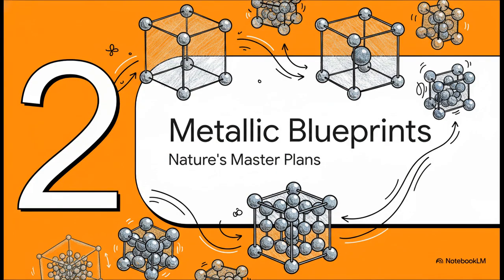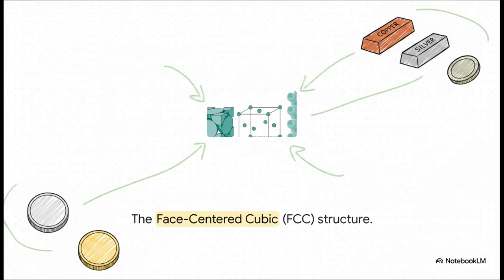Moving right along to Section 2, 3 metallic blueprints, nature's master plans. Because metallic binding isn't highly directional, metals really like to pack their atoms tightly together. And astonishingly, nature essentially relies on just 3 primary geometric blueprints to construct almost all the metals we use every single day. The first one is the face-centered cubic blueprint, or FCC.